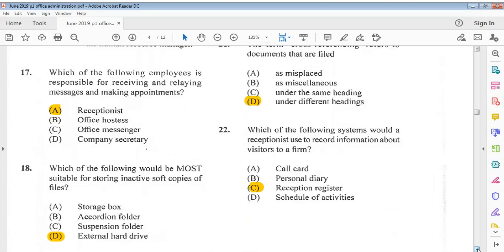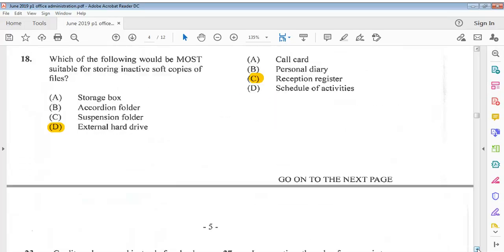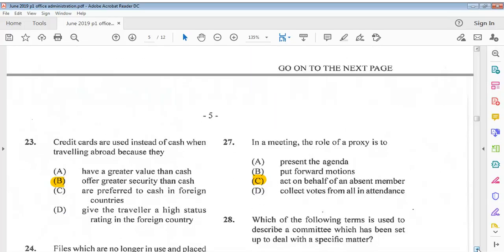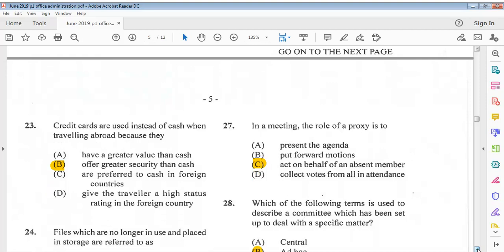Let's move on to question number 22. Which of the following systems will a receptionist use to record information about visitors to a firm? A, call card, B, personal diary, C, reception register, or D, schedule of activities. We know right away it would be C, reception register.